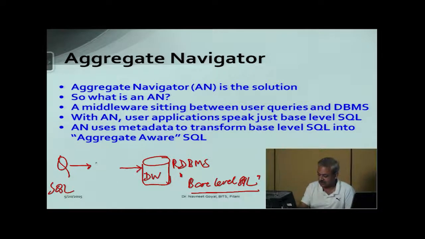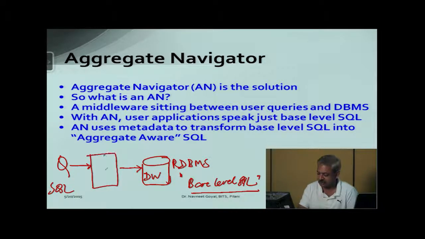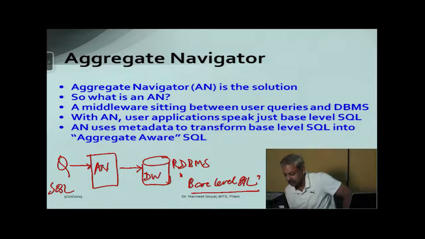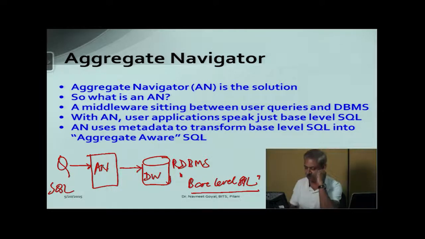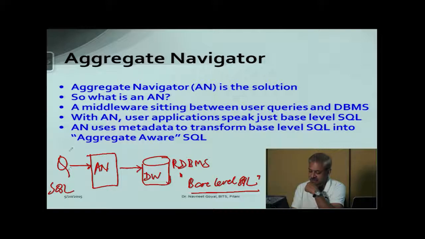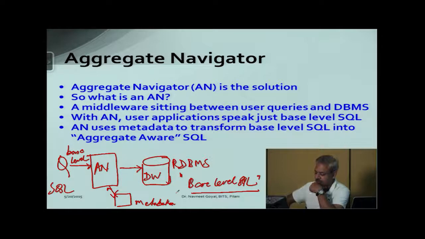There is a middleware sitting in between, which we call the Aggregate Navigator. I'll give you the complete architecture in the coming slides, but just to give you an overview, you can see the role of AN here. This is the Aggregate Navigator. There is this base level SQL that is issued, and the Aggregate Navigator now consults what is called the metadata. All of you understand metadata, right? We have a module later on metadata as well. Metadata is basically data about data.